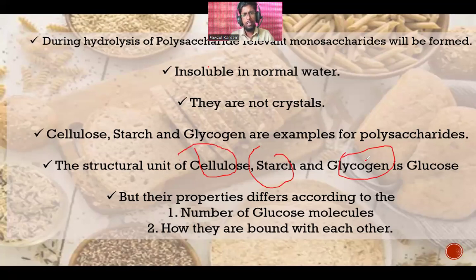You may ask, sir, then why are you keeping three names? All these, cellulose, starch, glycogen, are made up of glucose. Then why are you keeping three types of names?